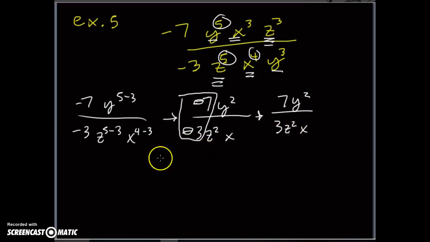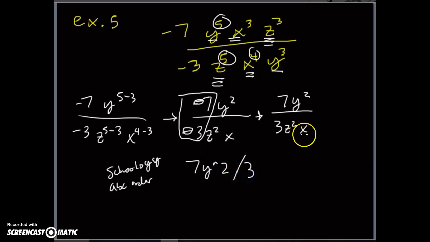And now I'm going to put this into Schoology. I always make sure to put it in A, B, C order. So we haven't had an example like that yet. So we have 7y squared over 3, x comes before z in the alphabet, z squared.